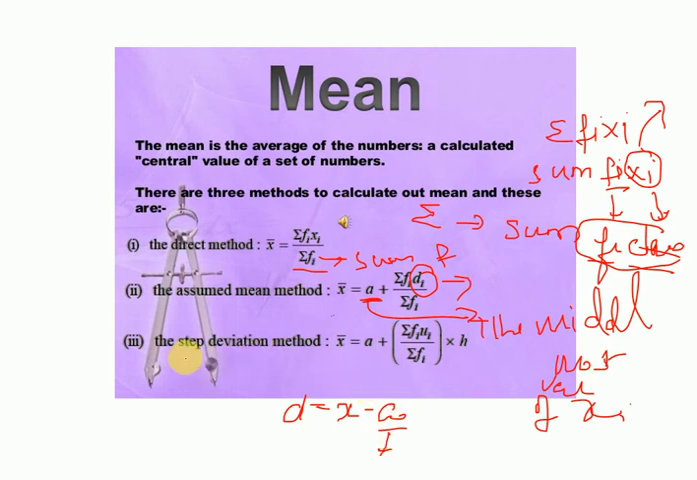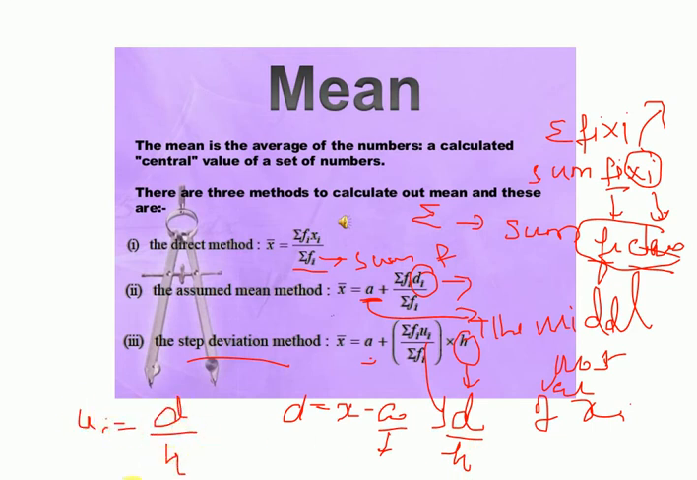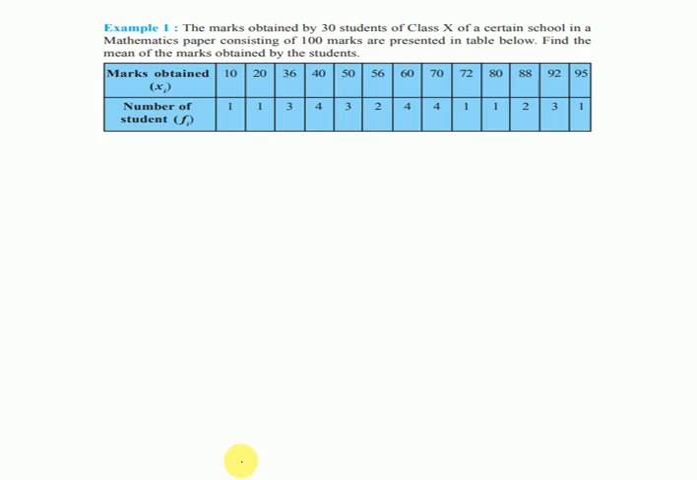Now the third, step deviation method, is a plus sigma fi ui upon sigma fi into h. Here a is the same, the middlemost value of class mark, h is height, and sigma fi ui. Now what is ui? Fi we know, frequency. Ui is d upon h. Okay, so now let's continue.